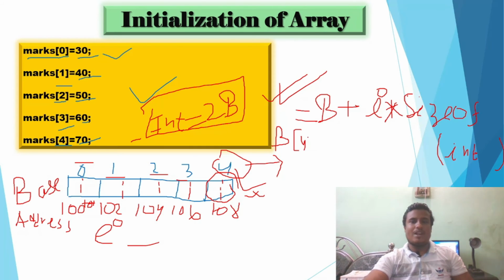Okay, so let me calculate it for you. What will be the base address here, as given? The base address is 100 and the index i value is 4, so put 4 here, and the size of int, I am taking as 2 bytes. So 100 plus 4 into 2, what will it give? It will equal 108, which is the address of the given block.